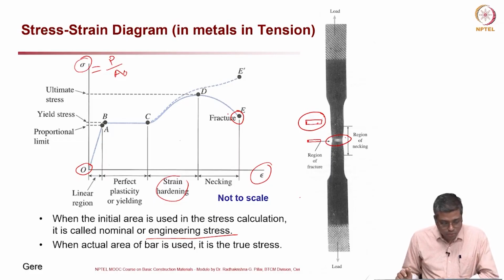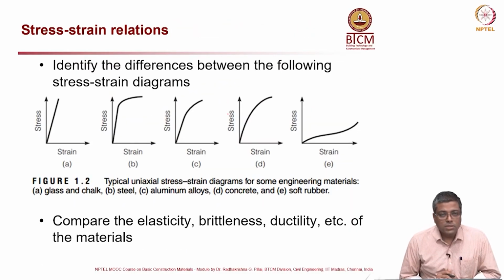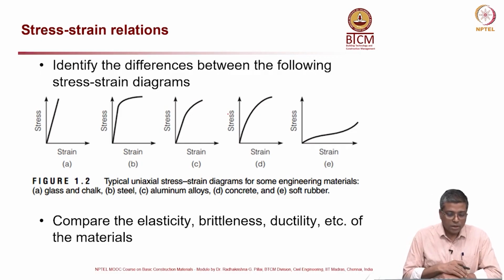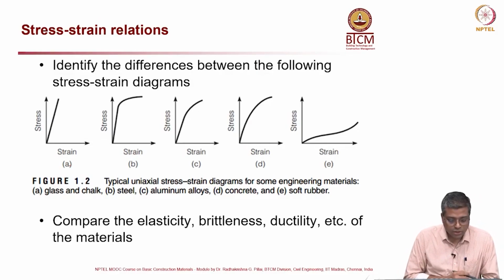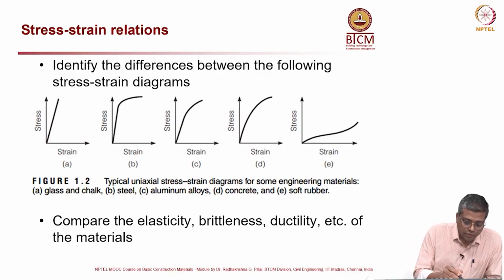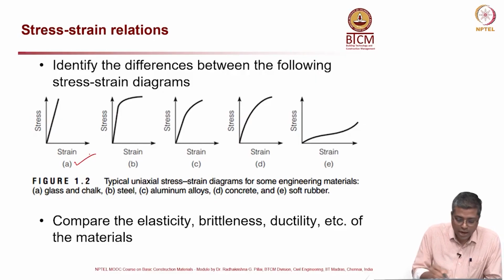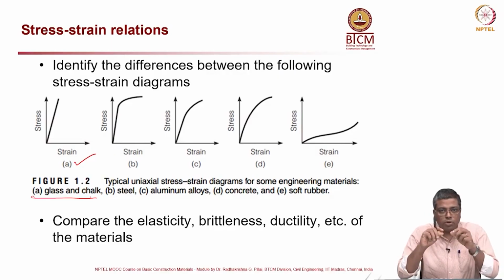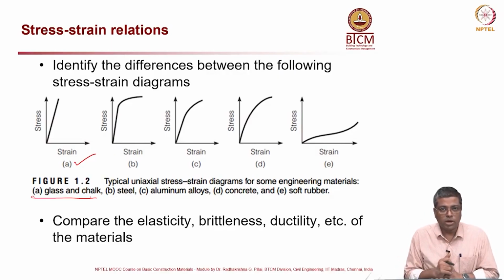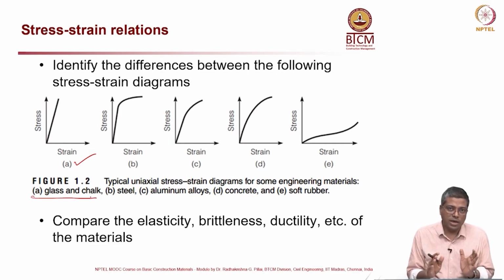Now, we look at how stress strain graphs of different materials would look like. Here, this is from Mamlouk and Zaniewski's book, Figure 1.2 in that book. Now, identify the difference between the following stress strain diagrams. The first one you can look at is either for glass or chalk. If you take a chalk piece and try to pull it, it will suddenly break without any deformation. There is no ductile behavior in that.